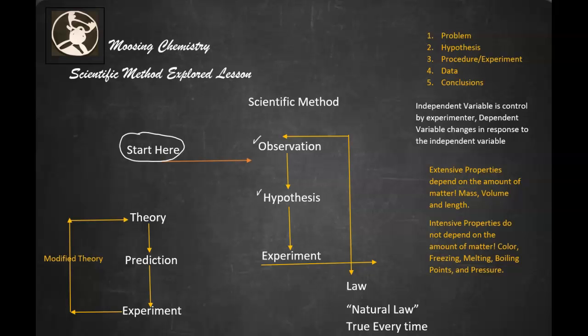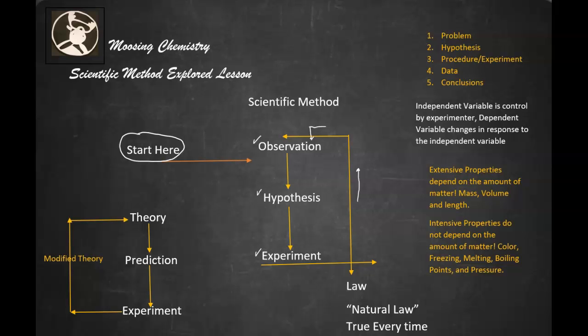Then you design an experiment or procedure, and then you do that experiment. If the experiment doesn't work out and prove your hypothesis, you can redo it with the same hypothesis and test the experiment again to see if you get the same results. And if it doesn't work out again, then you come back up this slide here and redo your observation.